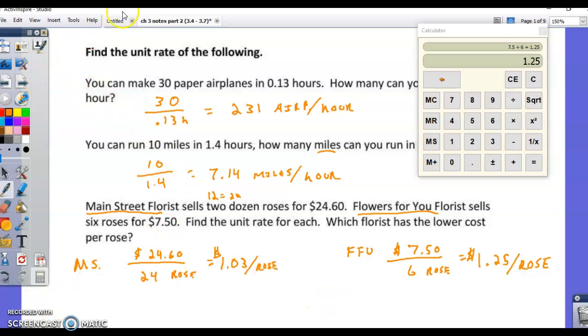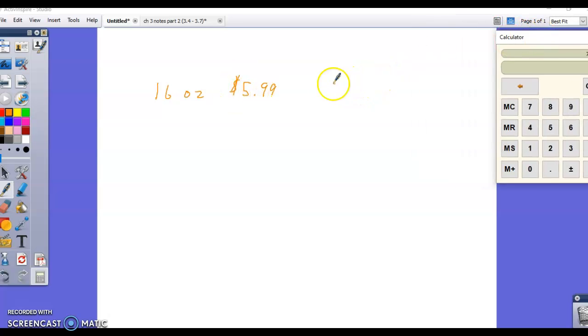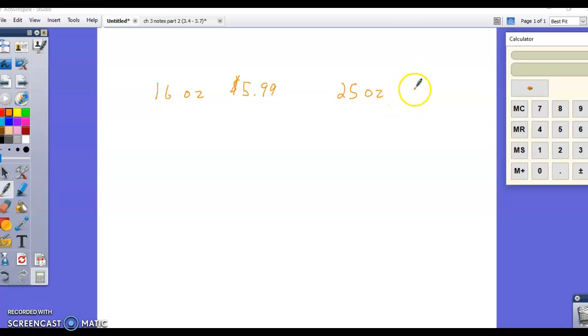One other thing, I'm going to do one more example. So let's say we have cereal. Let's say we have Fruity Pebbles. Let's say we have a 16 ounce box, and that costs you $5.99. And then there's a bigger box of Fruity Pebbles, and it's 25 ounces. Fruity Pebbles go quick in my house. They would if I buy them. I like them. And that's going to cost you, let's say, $7.25. Now I'm just making up numbers here.